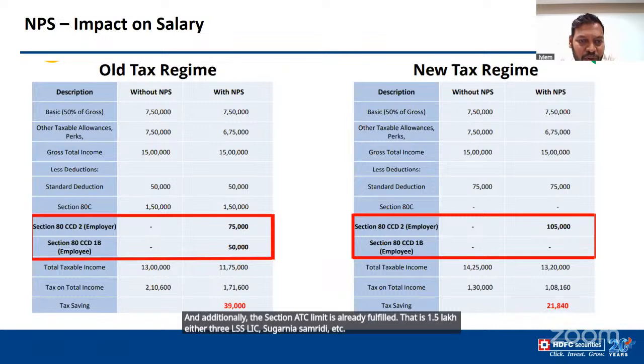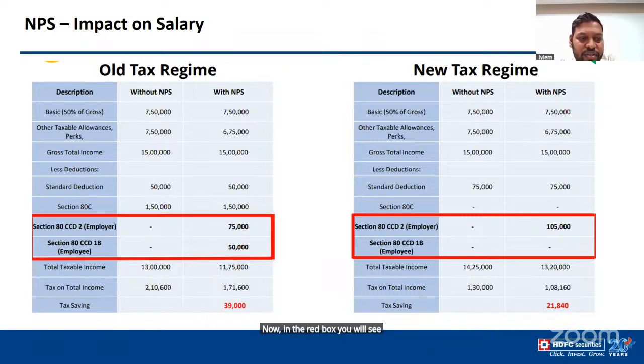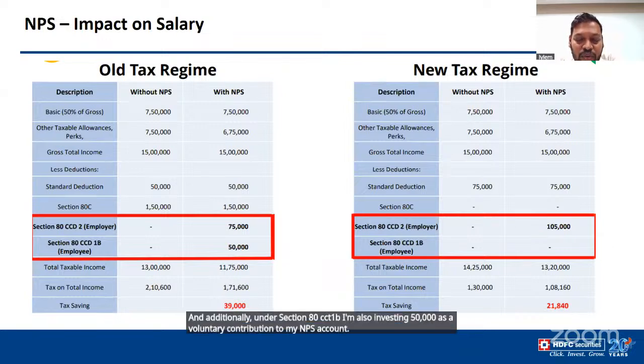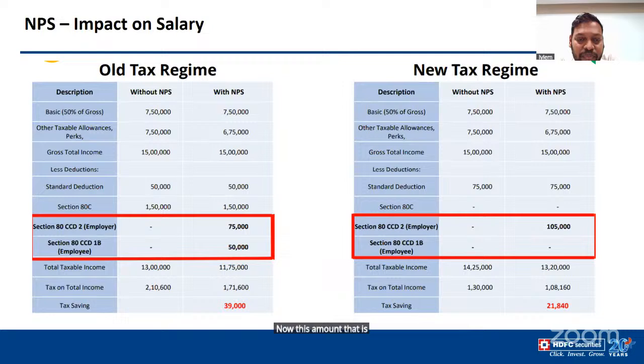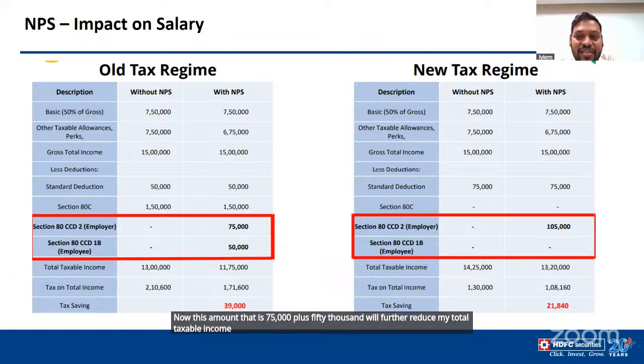Now, in the red box, you will see additional two deductions. The first is through the employer. That comes under Section 80CCD(2), which is 10% of basic. In this case, 75,000. And additionally, under Section 80CCD(1B), I am also investing 50,000 as a voluntary contribution to my NPS account. Now, this amount, that is 75,000 plus 50,000, will further reduce my total taxable income, thus enabling me my tax saving.